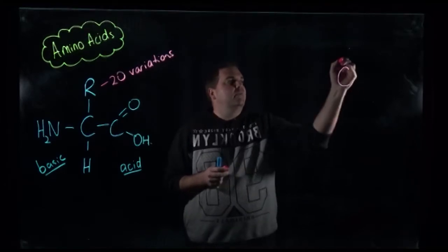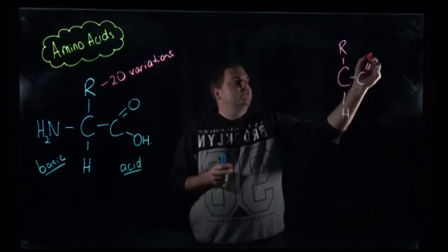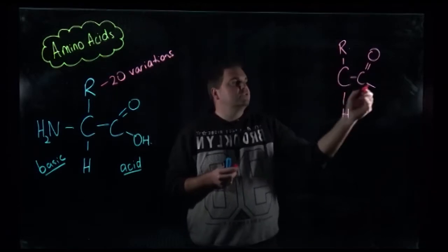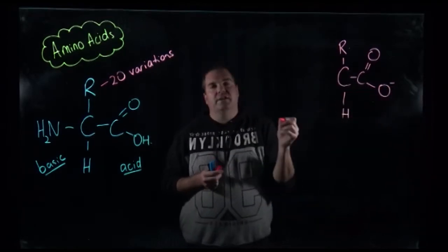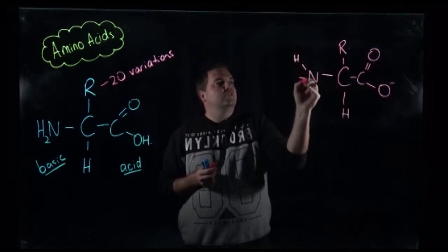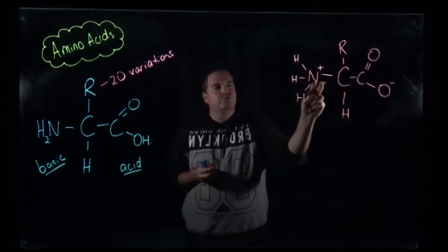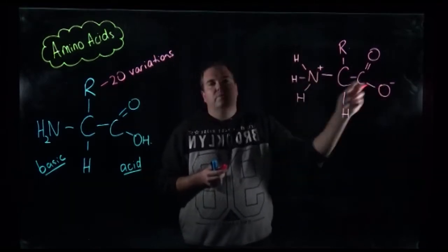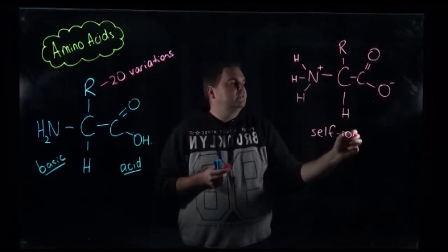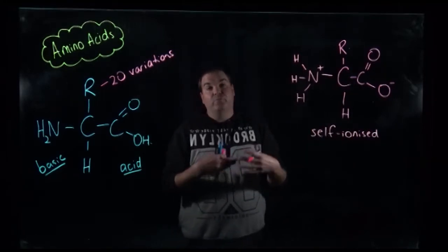Alright, so you still have your central carbon atom, you still have your R group and your hydrogen, but this time an acid is a proton donor. So what happens is that the carboxylic acid functional group actually donates a proton, so that becomes O-. And the amine over here actually accepts a proton, so the hydrogen goes from one side to the other, and you end up with a nitrogen with a positive charge on it and an oxygen with a negative charge. Alright, this is what we call self-ionized. So the carboxylic acid has reacted with itself and formed ions.